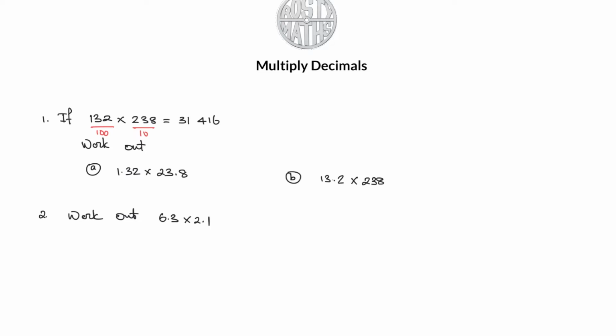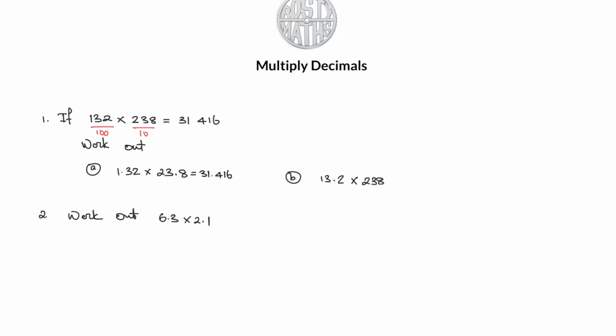So all in all, your whole answer needs to be divided by 100 and then 10. So in other words, divided by 1,000. And if you divide that answer by 1,000, your decimal point will end up just there. And so the answer to this particular question is 31.416. And just like that, we've done it. We didn't even use a calculator.